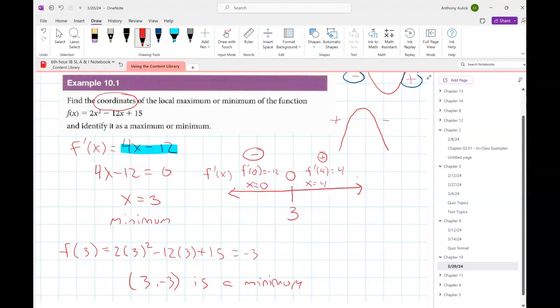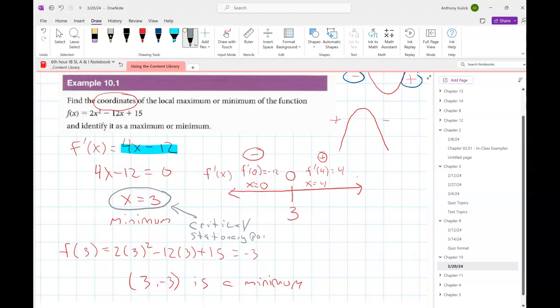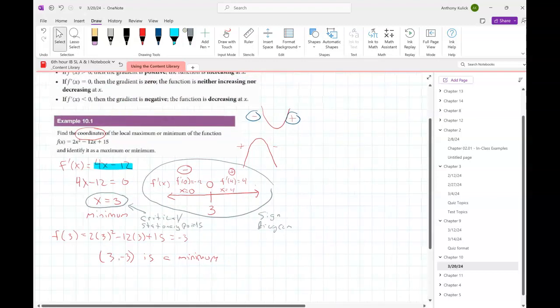All right, a couple of things here. A little bit of vocab. These values where the derivative is equal to 0 are called critical points, or I think this textbook calls them stationary points. This process where we draw what's called a sign diagram and analyze that to determine whether something is a maximum or minimum is called the first derivative test.